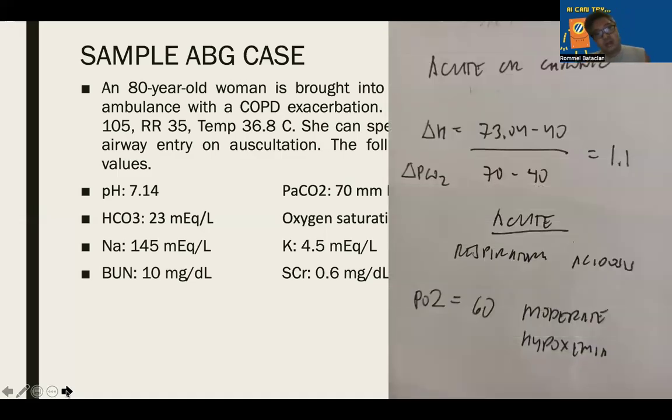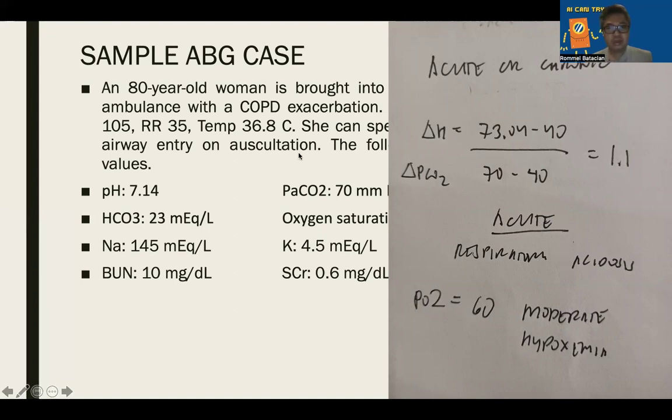But before that, we have to determine first if it is acute or chronic. So we compute for the delta hydrogen ion over the delta partial pressure of CO2. So the computed value earlier, 73.04 minus 40. So that's the constant value. And then the PCO2 of 70 minus 40, which is again the middle value of the range of normal PCO2. So the answer is 1.1. Therefore, it is an acute respiratory acidosis.